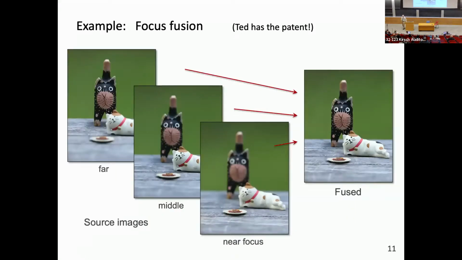But here's one of those examples. This is focus fusion. We have source images. Ted actually has a patent on this. Congratulations. And three images with different focus, and go through this process, just selection, invert the pyramid, and you get an image where everything's in focus. Very simple process, and wow, all in focus.